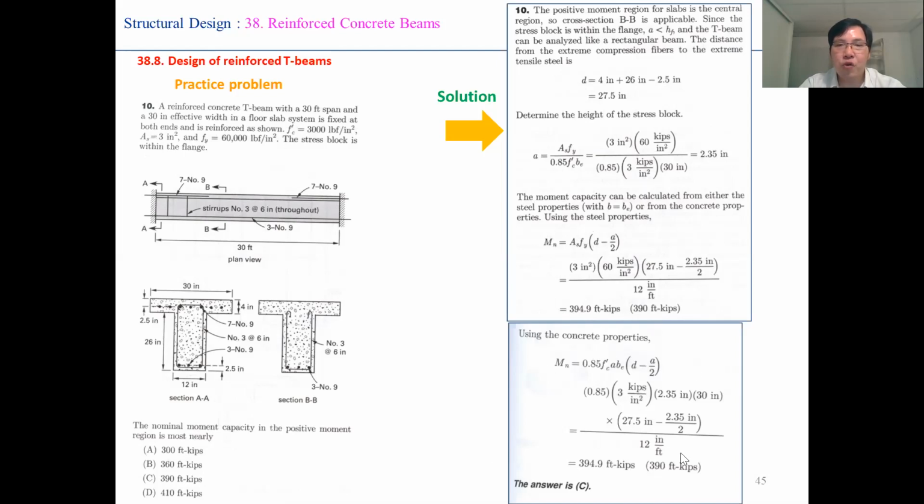And here I show you another equation using the concrete property for calculating the Mn, and we can find the same result for the two ways of calculation.